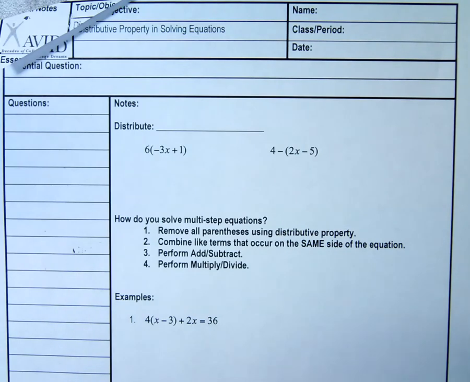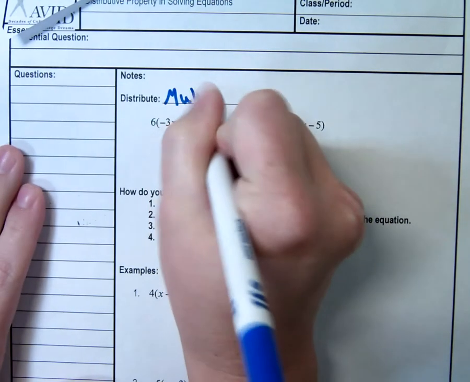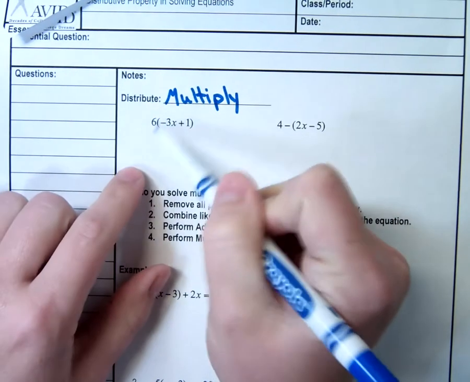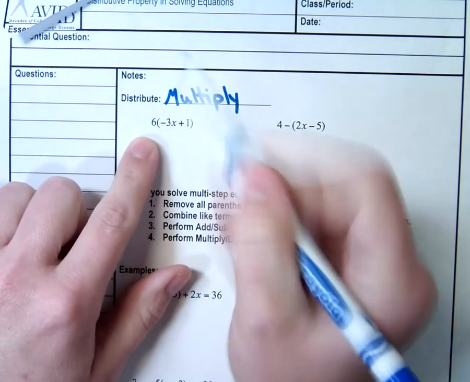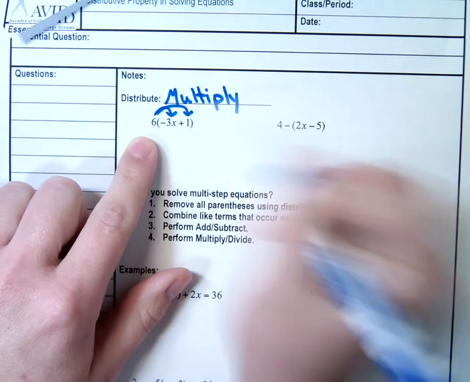Okay, this is the distributive property in solving equations. So distribute means multiply, and specifically you multiply the number that is smushed up against the parentheses with everything in the parentheses.